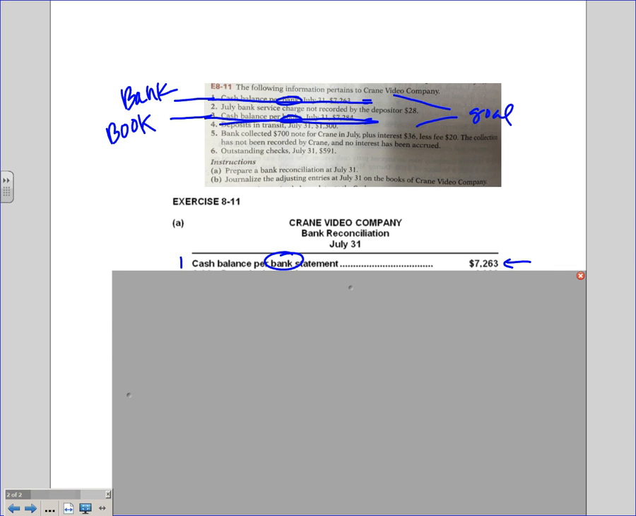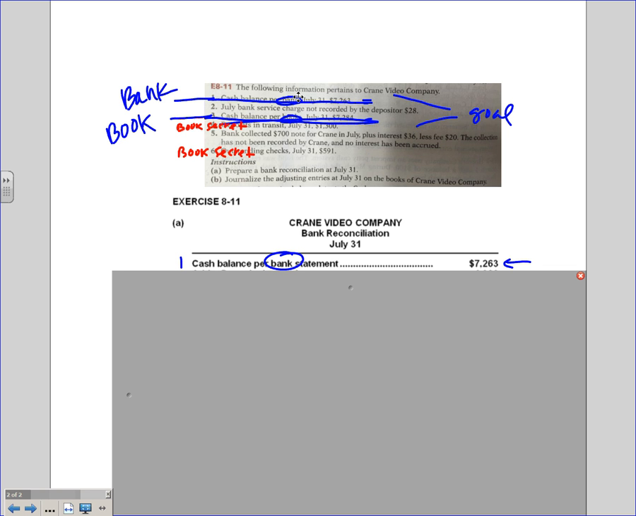Look up here in your list. Do we have any deposits in transit? Number 4. So I'm going to change pen colors. That is a book secret. The bank didn't know about it, so here is where we're telling the book secrets. What's another book secret in the list? What does the book know that the bank doesn't? Number 6, an outstanding check. So we have another book secret.